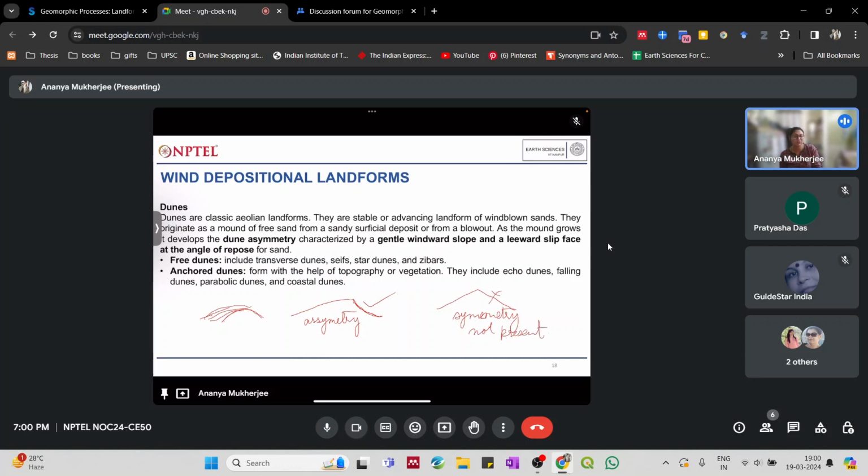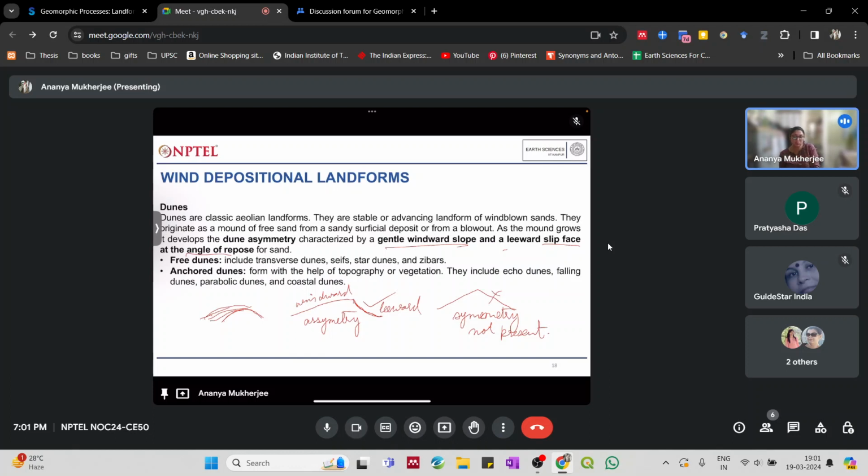So you have a gentle windward slope. This is your windward slope, and this is your leeward slip face. This slip face has an angle.